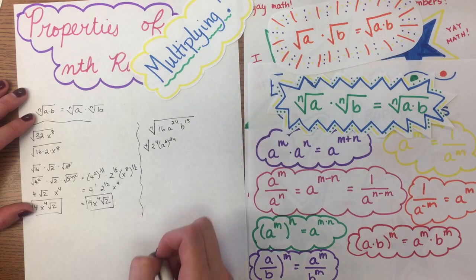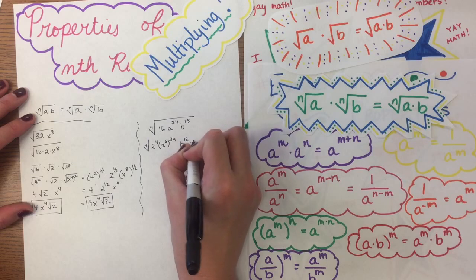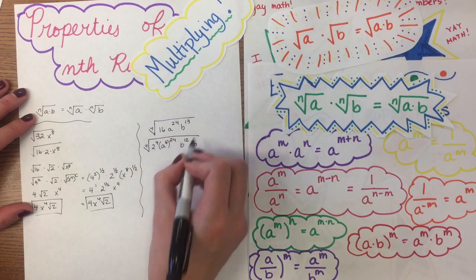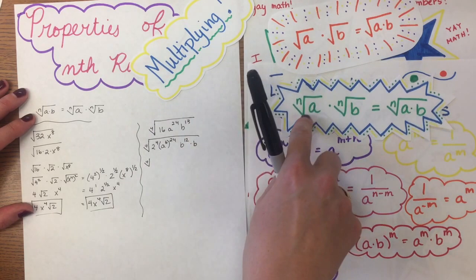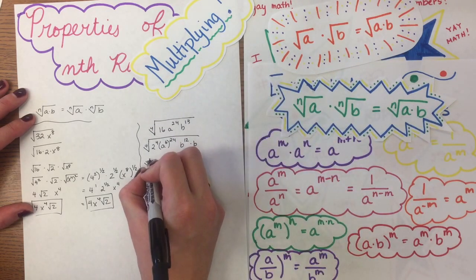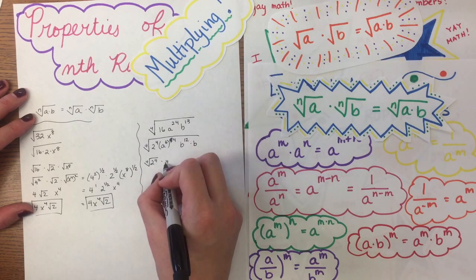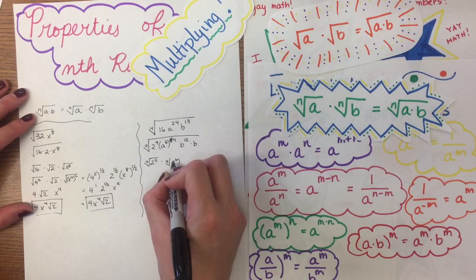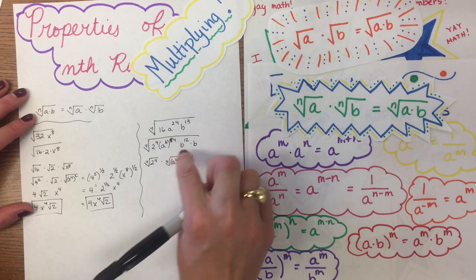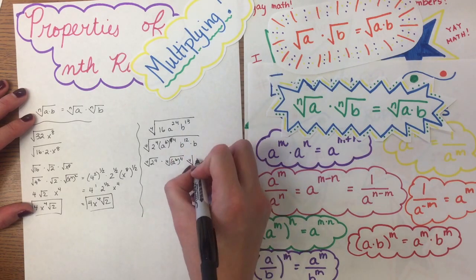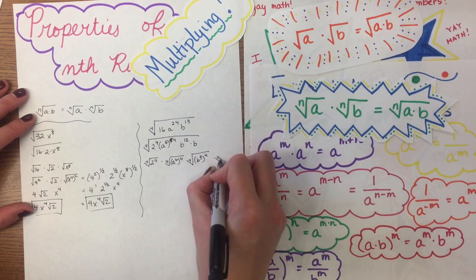13 isn't quite divisible by 4, but if I rewrote it as b to the 12 times b, 12 is divisible by 4. So I'm going to break this up using this property. So I have the fourth root of 2 to the 4 times, that should just be 4, not 24. The fourth root of a to the 6 raised to the 4 times the fourth root of b to the 12. And b to the 12 I can rewrite as b cubed raised to the 4th times the fourth root of b.